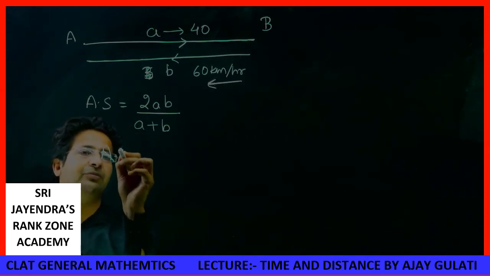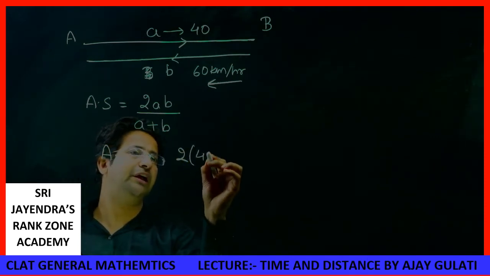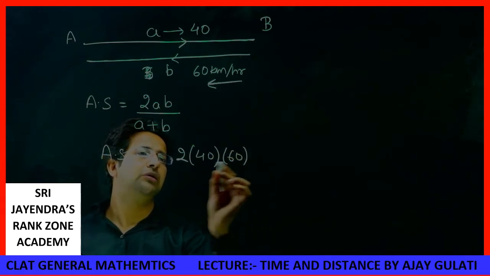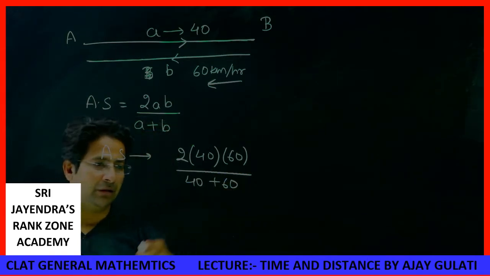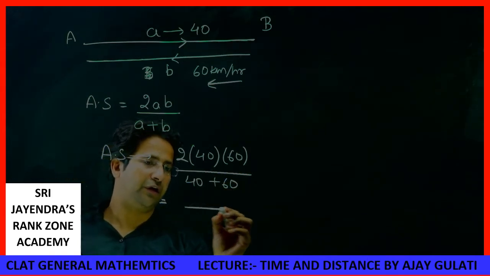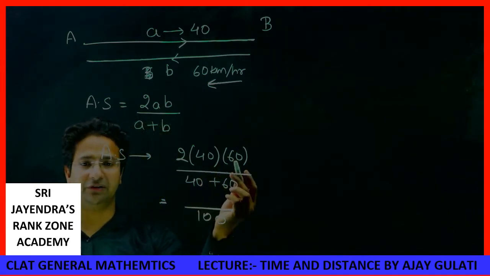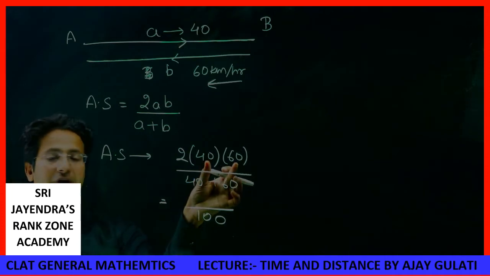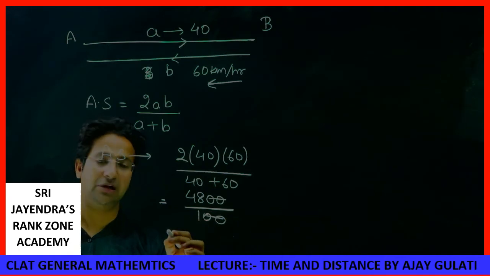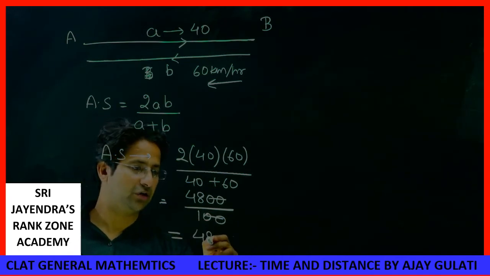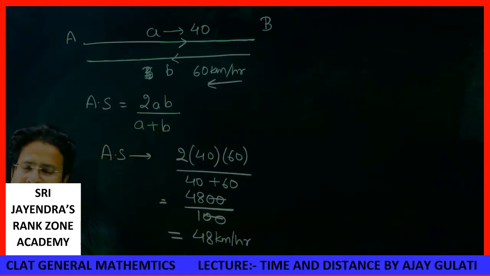Then what will be my average speed? My average speed will be 2ab, 2 into 40. I will tell you a shortcut for this also, upon 40 plus 60. So this gives me how much? 40 plus 60 is 100. Then 2 into 40 into 60 is what? 40 into 60 is 2400. 2400 into 2, 4800, cancel. So this gives me the average speed as 48 kilometer per hour. This is one way, students.